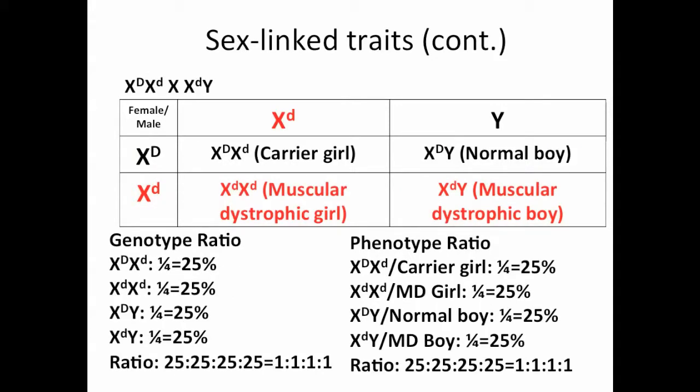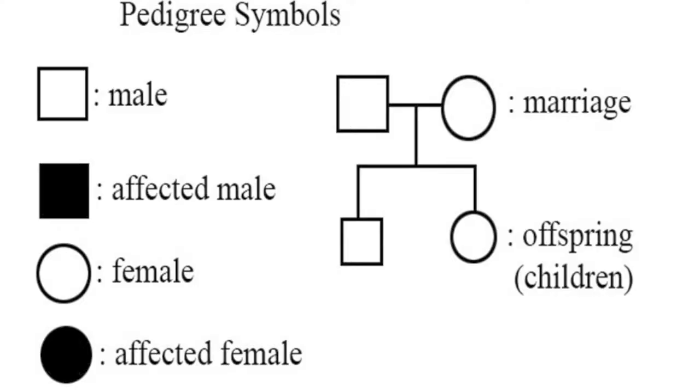Another example is pictured here with muscular dystrophy. See if you can work through this Punnett square on your own.